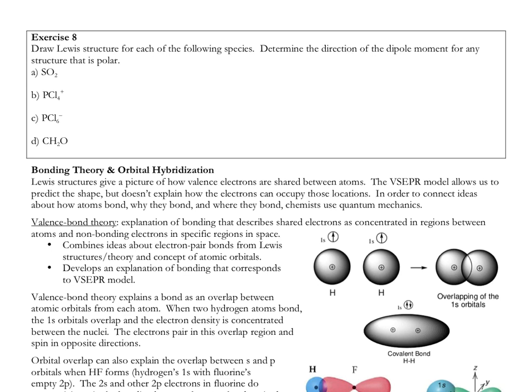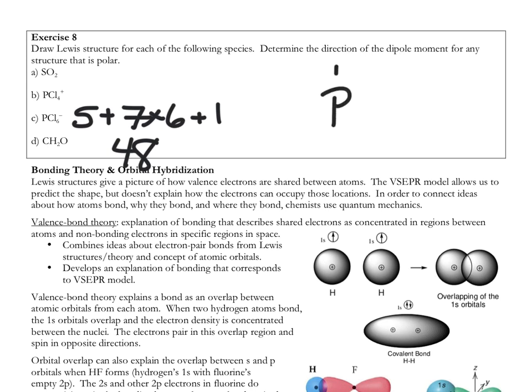PCl6 is another kind of weird polyatomic ion. Sorry, spaced out there for a second. We've got 6 chlorines, each with 7 valence electrons. Phosphorus has 5. The extra charge has 1, so we have 48. We've got chlorine, chlorine, chlorine, chlorine, chlorine.